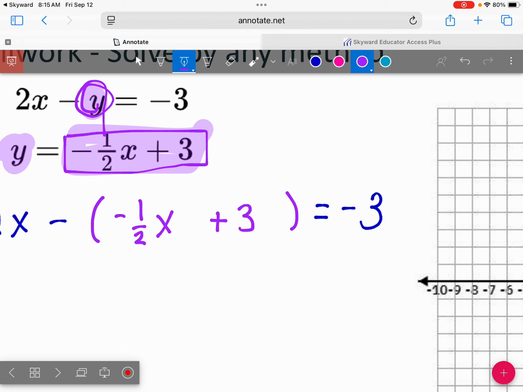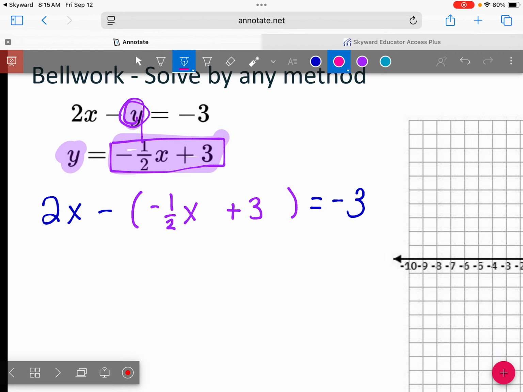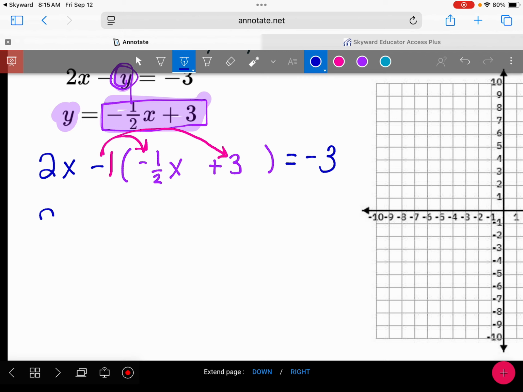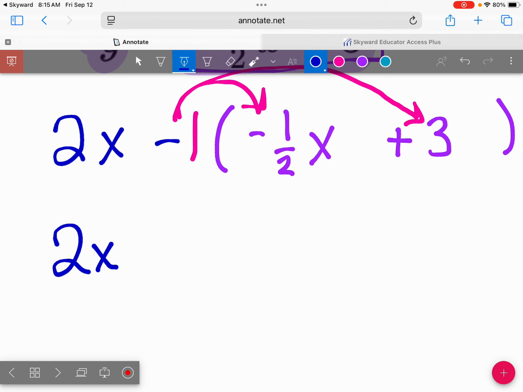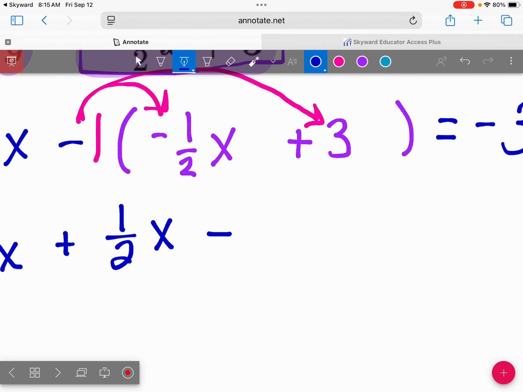What should we do next? We need to distribute the minus sign. You can think of it as being a -1, or you can just think of it as the minus sign to this piece and to this piece. So we're going to have our 2x, and then instead of having minus 1/2, we're actually going to wind up with a plus 1/2 x, and then we'll have our minus 3 equals minus 3.